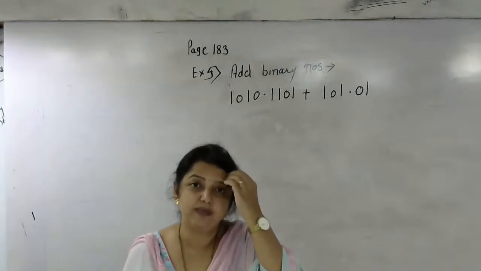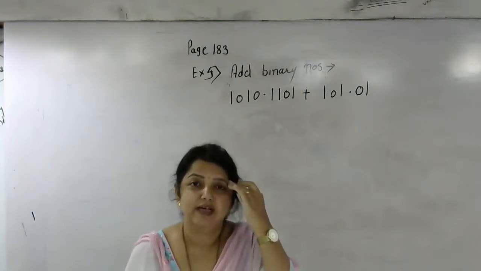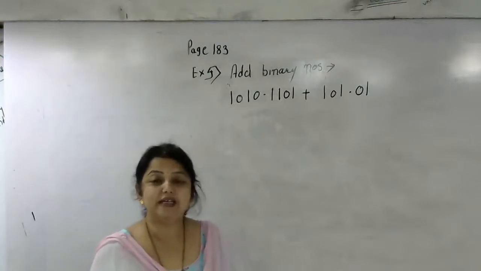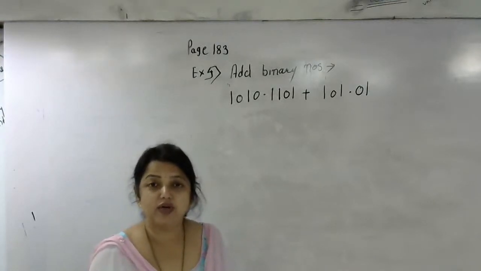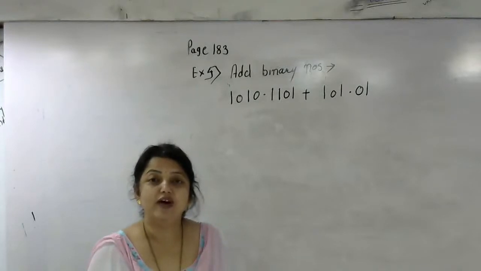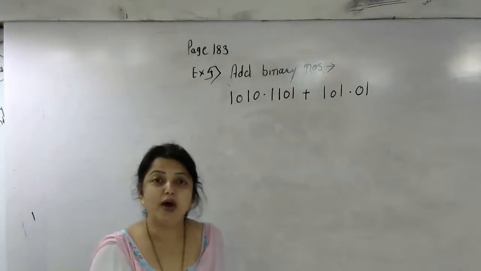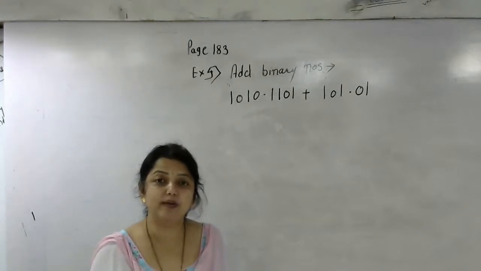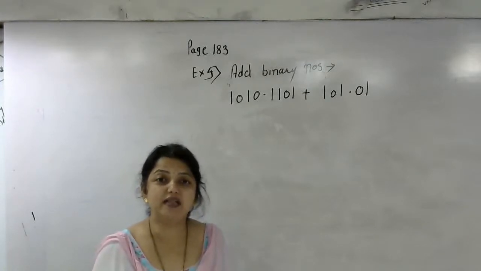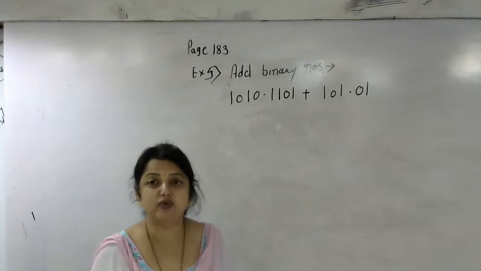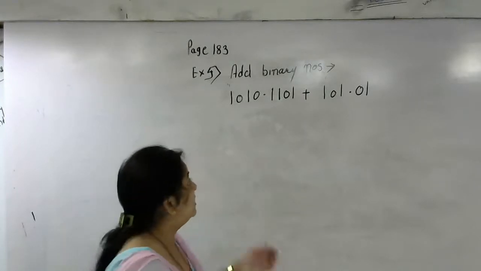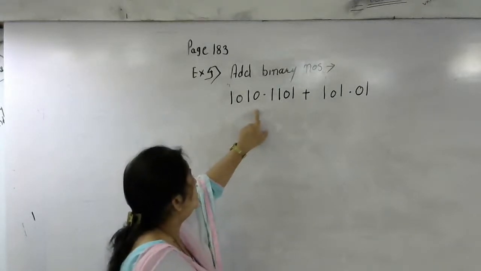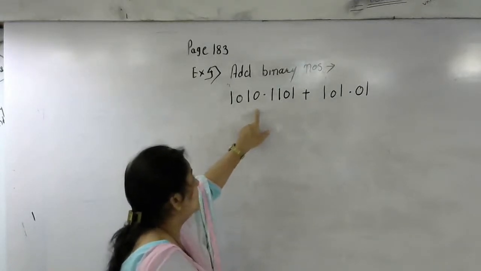Now try to perform this addition on your own. And remember the rules of binary addition: 0 plus 0 is 0, 0 plus 1 is 1, 1 plus 0 is 1, 1 plus 1 is 0 carry 1, and 1 plus 1 plus 1 is 1 and carry also 1. These are the rules of binary addition. But one thing you have to remember while doing this addition: you have to make all the bits equal.